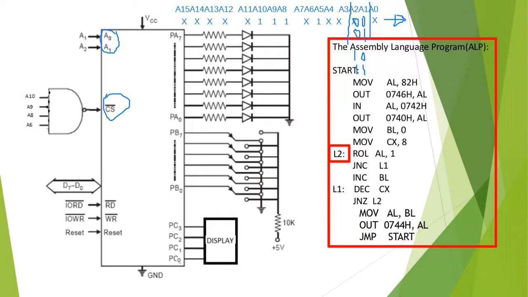What is the port A address? So port A address is, if don't care cases are 0, so 0 and then 7 and then 4, 0. 0, 7, 4, 0 H. So this is for port A.